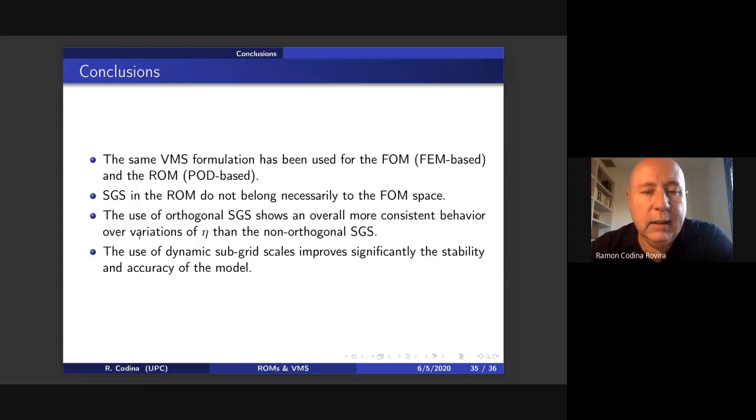The third conclusion is that the use of orthogonal subscales shows an overall more consistent behavior when you take more basis functions than the non-orthogonal case, and the same can be said for dynamic subscales. So apart from the general concept, we use two original features of our variational multiscale method that have shown to be very important in the case of ROMs, which are the use of orthogonal subscales and the use of dynamic subscales. Okay, that's it.